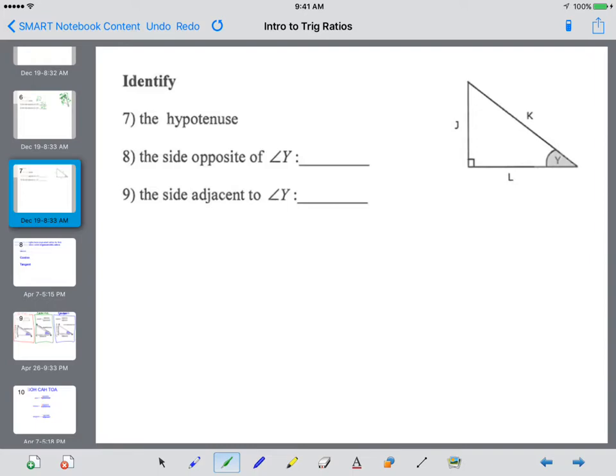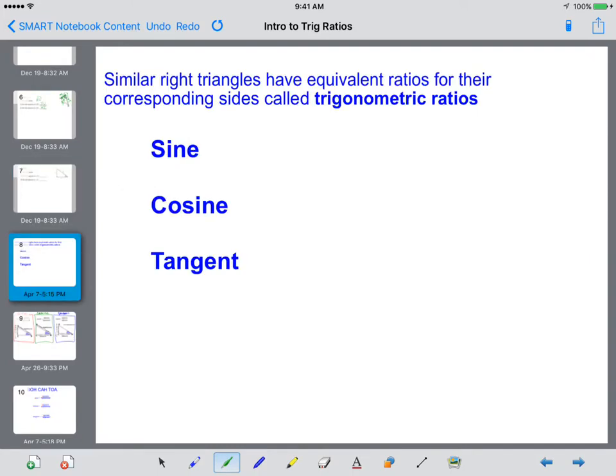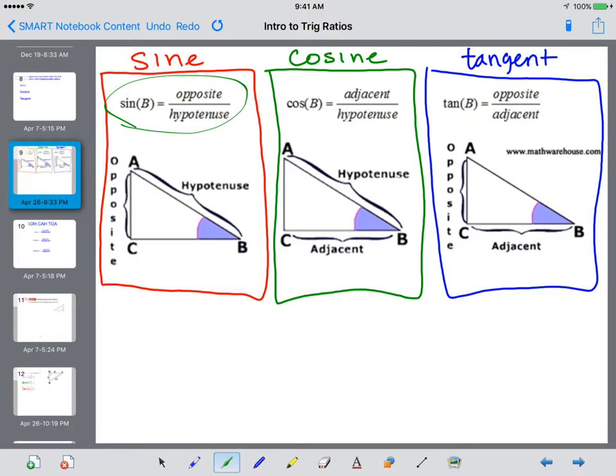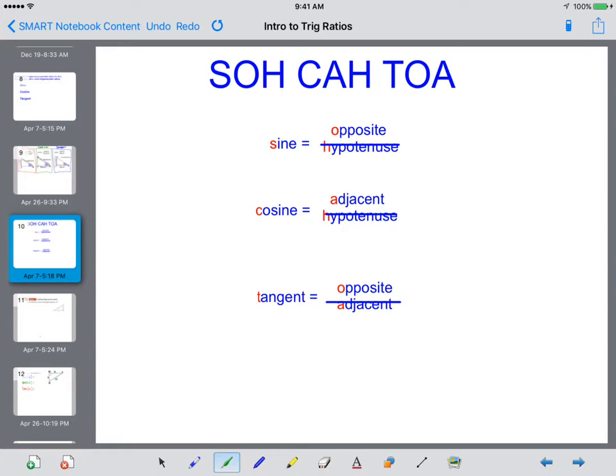I'm going to let you do this example on your own. We're going to move forward. If you want to pause the video, do that example. Similar right triangles have equivalent ratios for their corresponding sides called trigonometric ratios: sine, cosine, and tangent. In your math dictionary, I want you to pause the video and make sure that you have this diagram and this equation for the sine, cosine, and tangent.